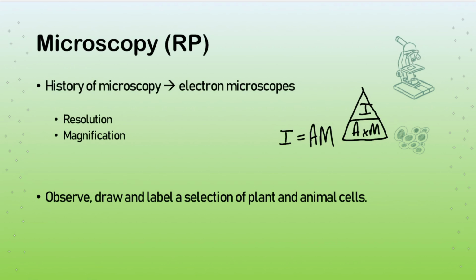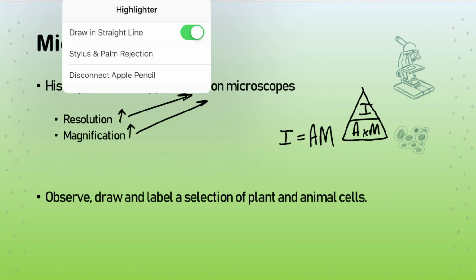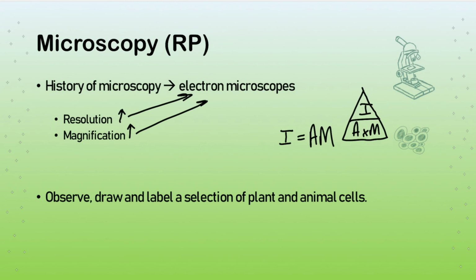Now, what we need to understand is firstly these two terms, resolution and magnification, and we need to know that for electron microscopes they are higher, so they have a much better resolution and a higher magnification. We also need to be able to do calculations using an image size and an actual size of a cell. The image size is what you've seen on your page, and magnification. You'll have to work with questions using the equation here, I equals AM, or if you put it into a triangle, which I don't really agree with, but it can be useful.